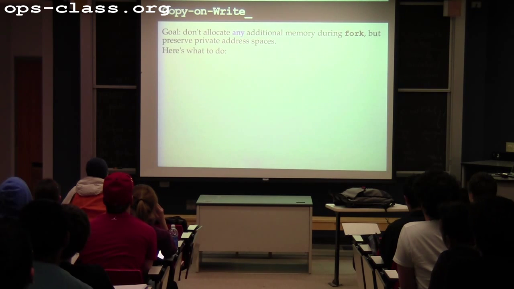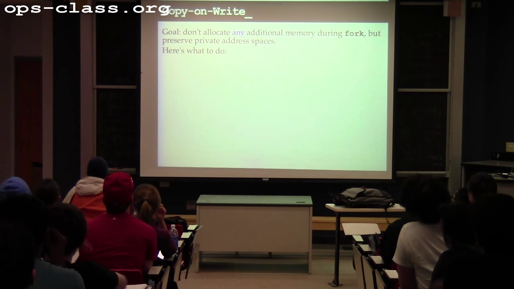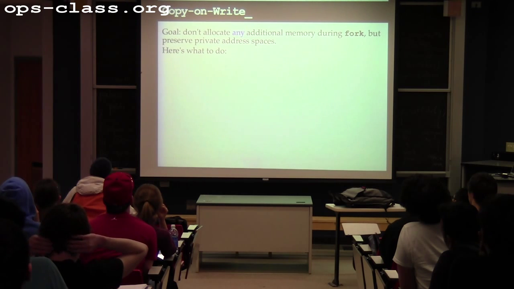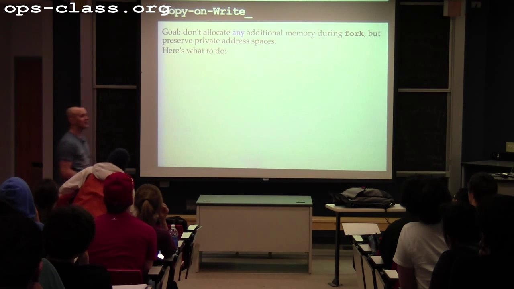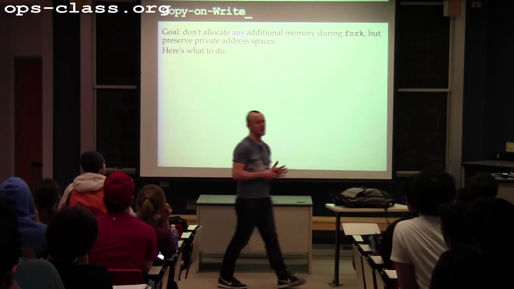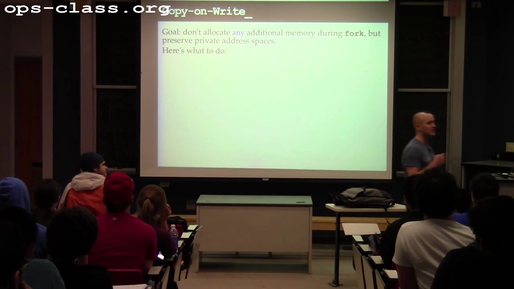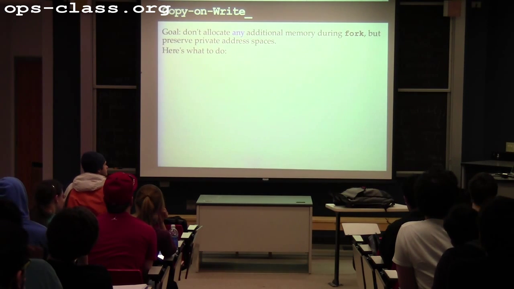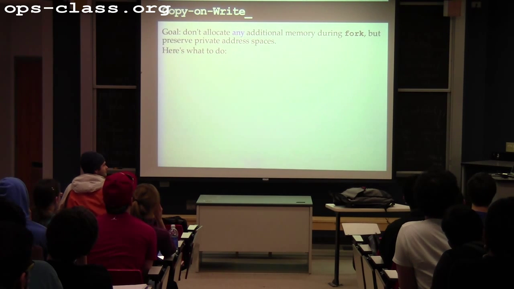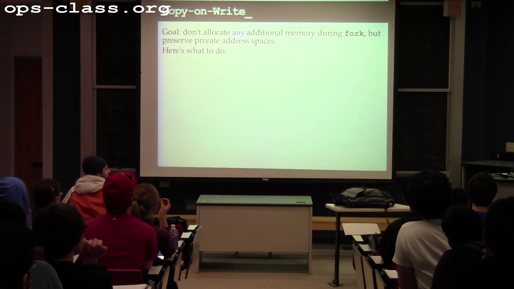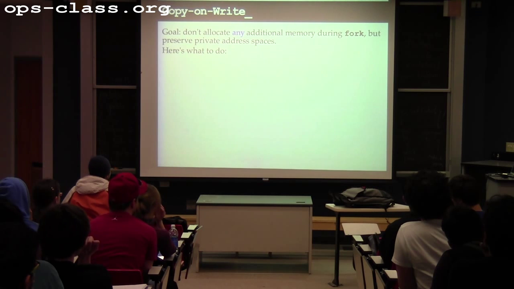The goal here is not to allocate any memory during fork. But remember, fork creates a new private copy of the parent's address space. So I need to make sure that the parent and child can make independent modifications to their memory that are not visible to each other, right? If I just did the dumb thing and I just said, hey, everybody, you guys can share pages, that would not work because then writes to local variables on the child would be visible to the parent, and that's not what I had in mind, right?